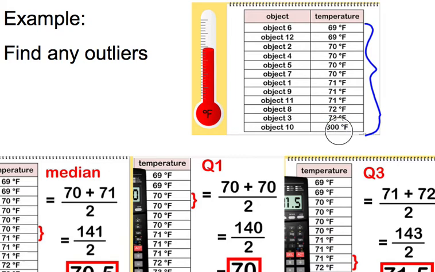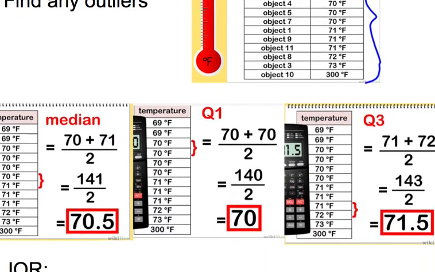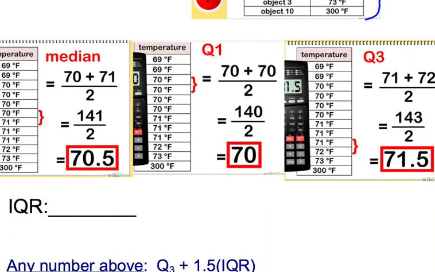So we're going to save a little bit of time. We've already taught you how to find the 5-number summary, so I've done a little shortcut here for us. To find the median, remember the median is the middle. So the middle is 70 plus 71 divided by 2. So this is your median, quartile 2.